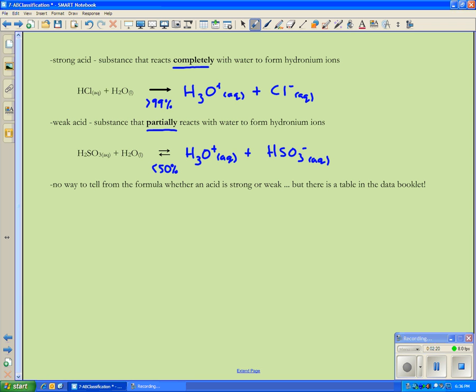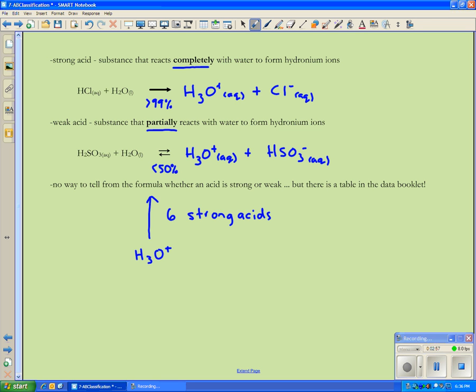Just by looking at the formulas of the acids, there's no way you can tell whether it's a strong or a weak acid. The good thing is that there is a table in your data booklet on pages 8 and 9 that shows you which are the strong and which are the weak acids. At the top of the table, there are 6 acids listed above the gray line with hydronium. So in a grayed out line where you see H3O+, there are 6 more acids above that that are classified as strong acids.